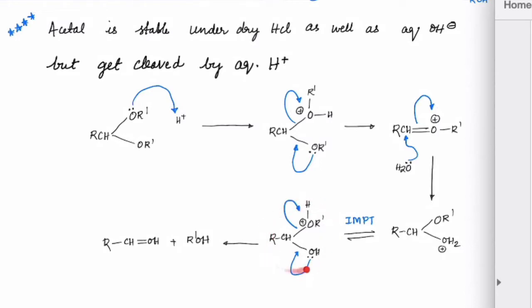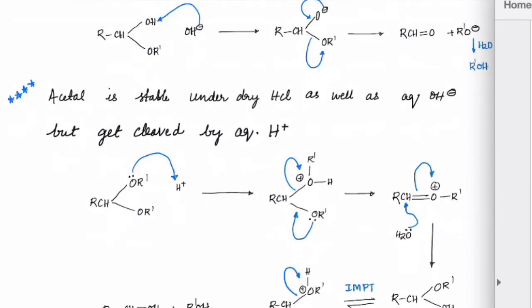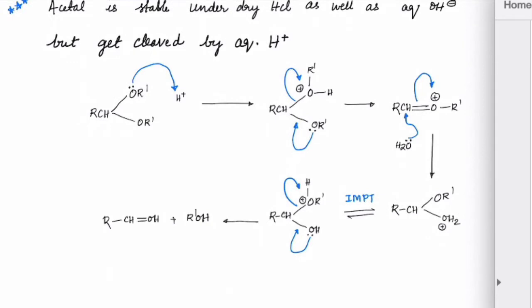You can see that hemiacetal form. From hemiacetal, the reaction we have just seen here, this is the same reaction which is happening. From hemiacetal, protonation, again ROH removal, aldehyde formation. So we will get RCHO, which will come out as RCH double bond O.